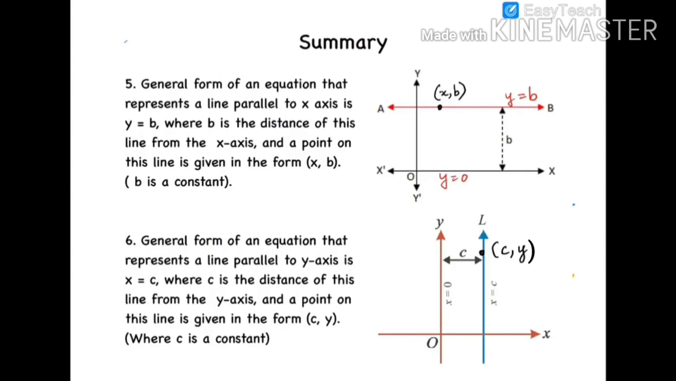So we can conclude that the general form of an equation that represents a line parallel to the x-axis is y = b, where b is the distance of this line from the x-axis, and a point on this line is given in the form (x, b). Likewise, an equation that represents a line parallel to the y-axis is given by x = c, where c is the distance of this line from the y-axis, and a point lying on it will be of the type (c, y).